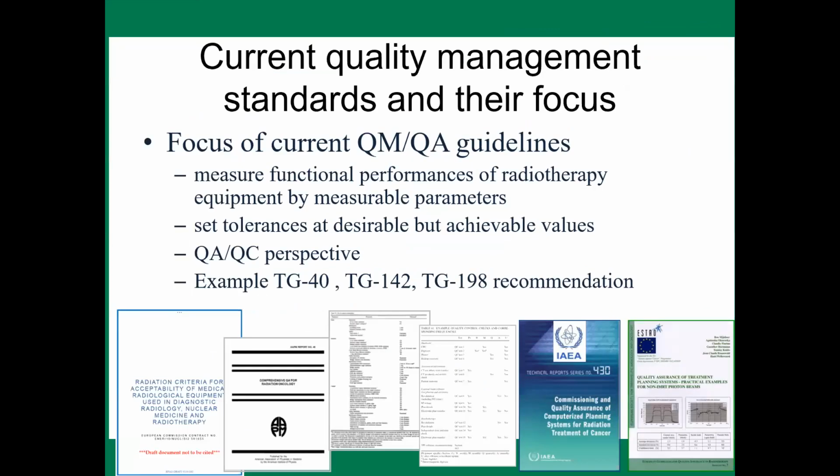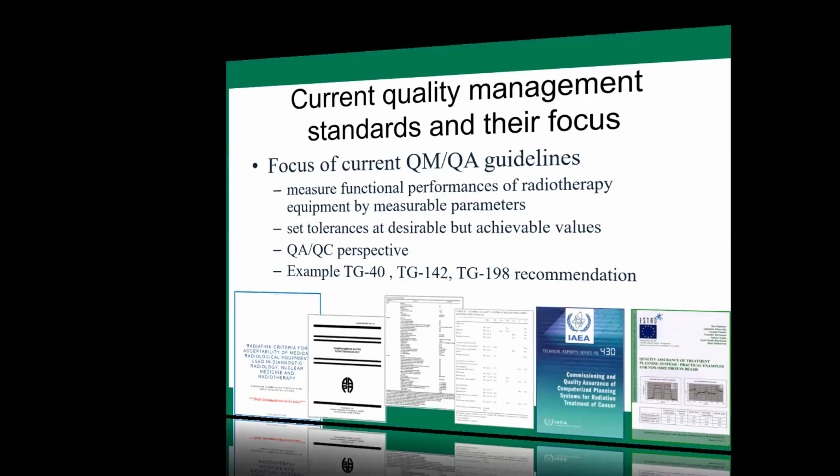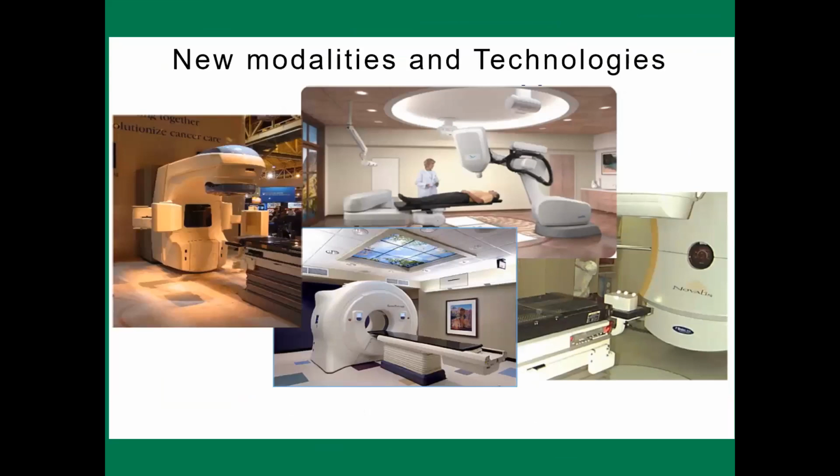The current quality management standards focus on quality management and quality assurance guidelines that measure the functional performance of radiotherapy equipment by measurable parameters. Set tolerance at desirable but achievable values. Quality assurance and quality control perspective examples are TG40, 142, 198 recommendations. And you will find all these modalities in our country as well and abroad.